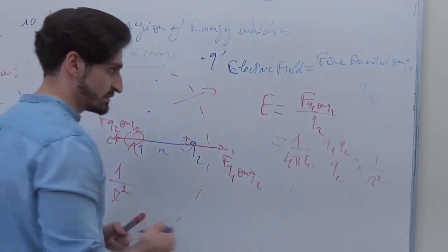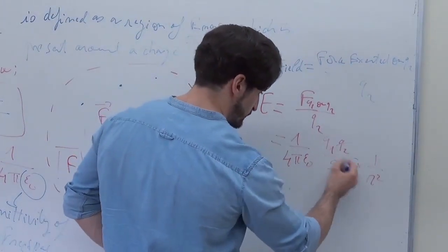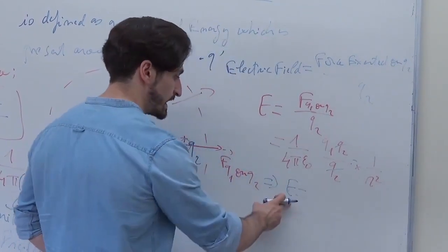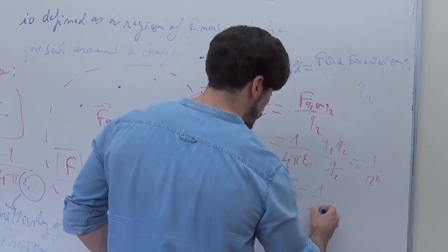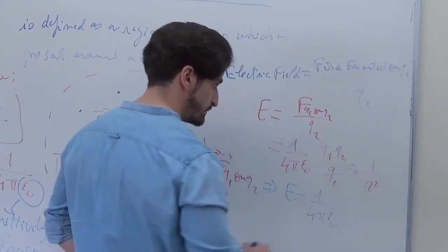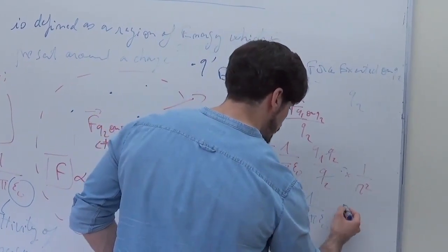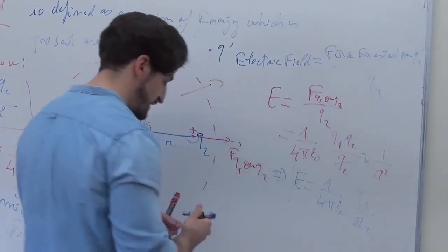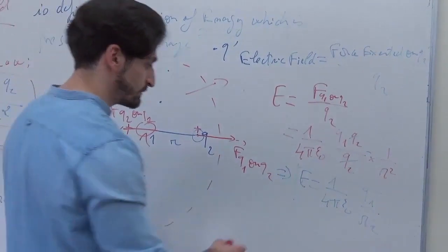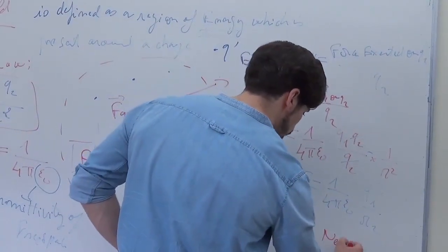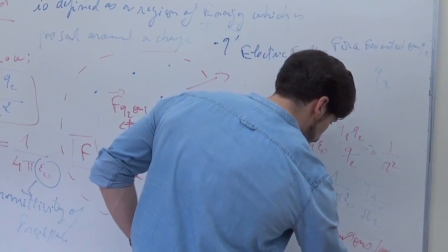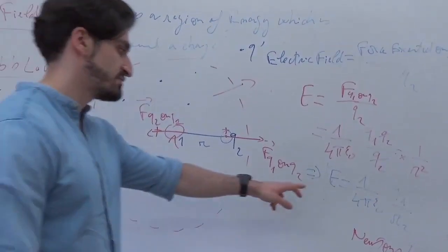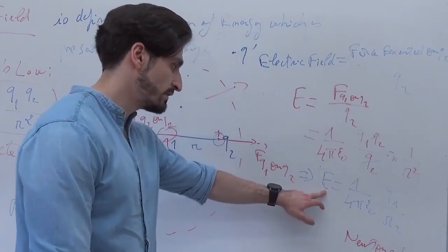So over here we can simplify the common terms, Q2 and Q2, and finally we are left with the equation for the electric field given as 1 over 4 pi epsilon 0 times Q1 over R squared. And that would be the final expression for the strength of the electric field, which has a unit of newtons per coulomb.